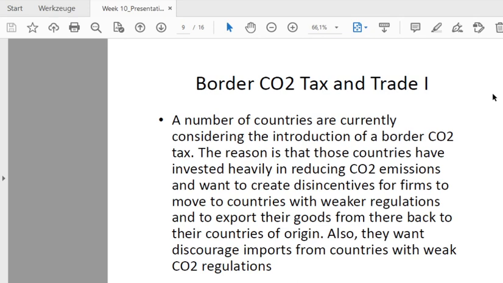So many countries, not only developed countries but also developing countries, have started reducing CO2 emissions and are very much interested in creating disincentives for firms from their countries to move to other countries with weaker regulations and to export the goods from there back to the countries of origin. And of course, they want to discourage imports from countries where CO2 regulations are very weak and where most production still takes place under high levels of CO2 emissions.